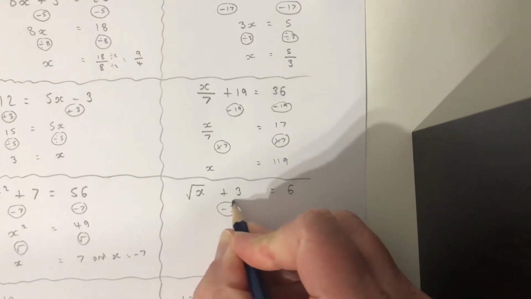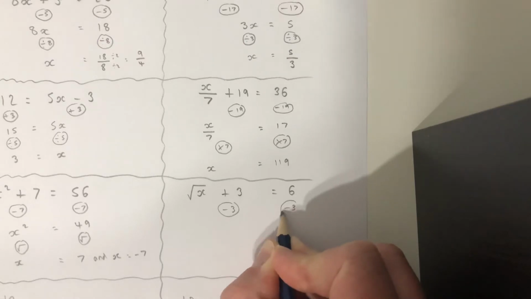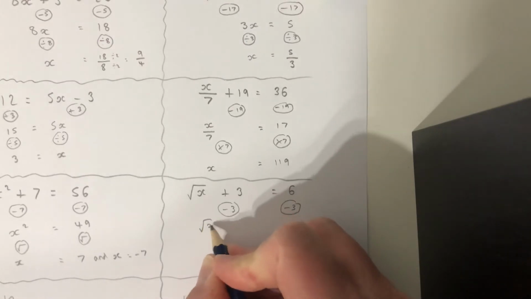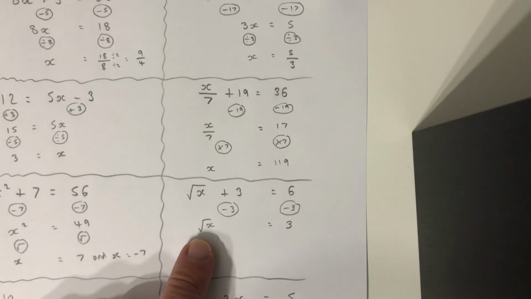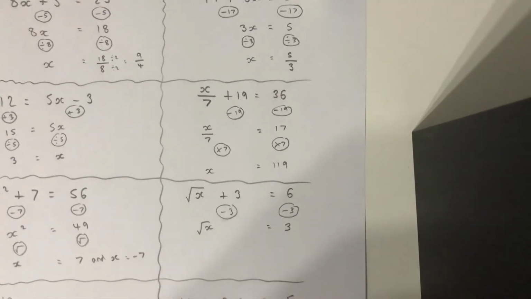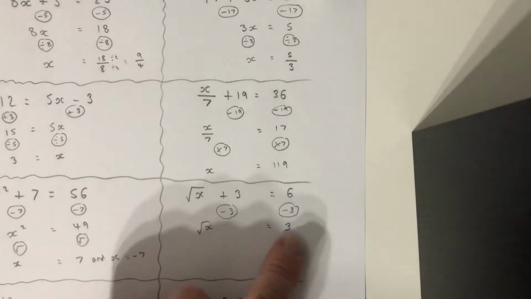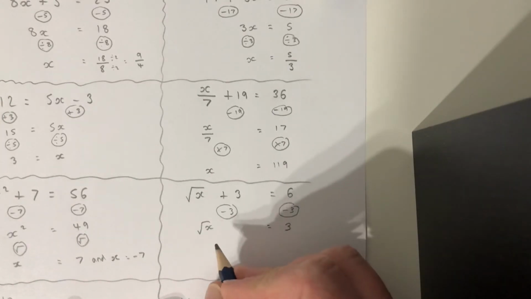So I'm just going to put minus 3 on both sides. That's going to leave me with the square root of x equals 3. We now need to think about what the opposite of square root is. Remember, always opposite. A square root of what number gives you 3? So the opposite of square root is squaring.